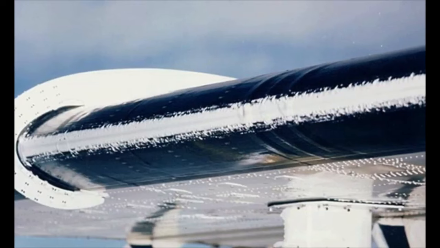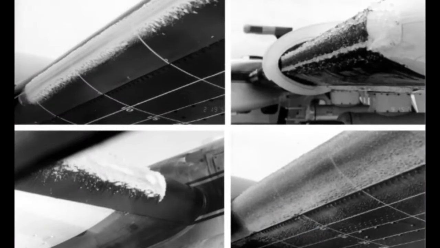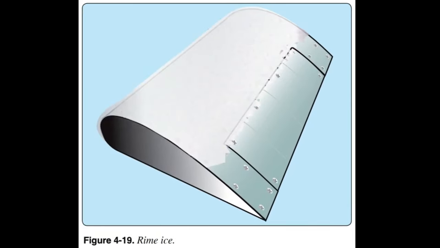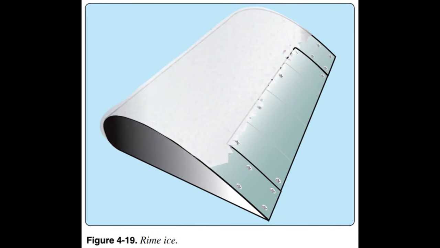Rime ice. A rough, milky, opaque ice formed by the instantaneous or very rapid freezing of supercooled droplets as they strike the aircraft is known as rime ice. Figure 4.19. The rapid freezing results in the formation of air pockets in the ice, giving it an opaque appearance and making it porous and brittle. For larger accretions, rime ice may form a streamlined extension of the wing. Low temperatures, lesser amounts of liquid water, low velocities, and small droplets are conducive to the formation of rime ice.